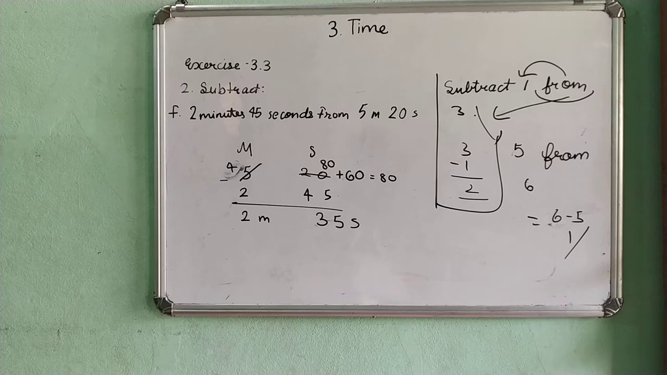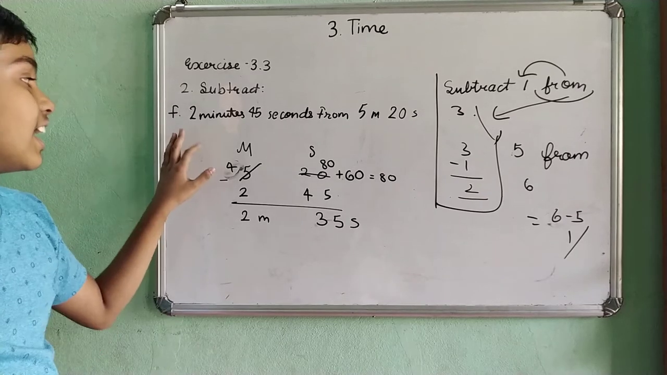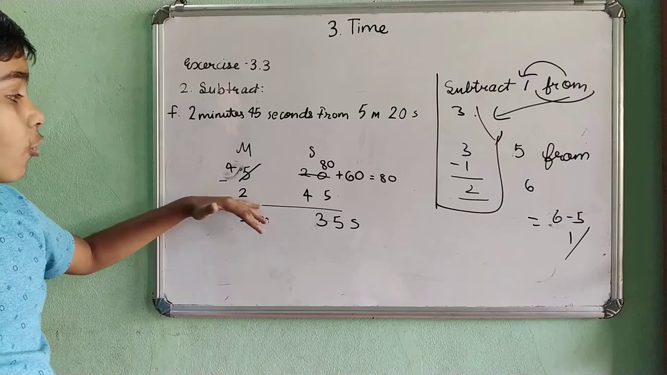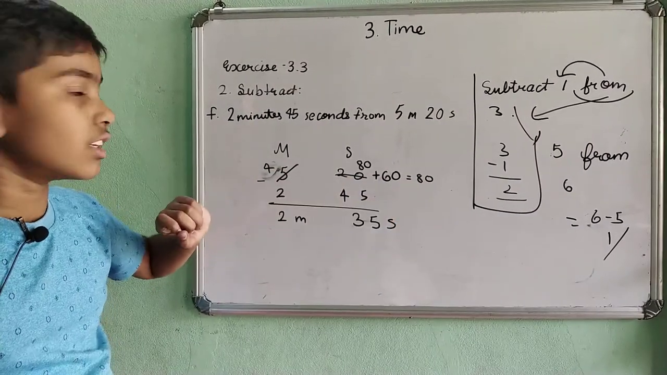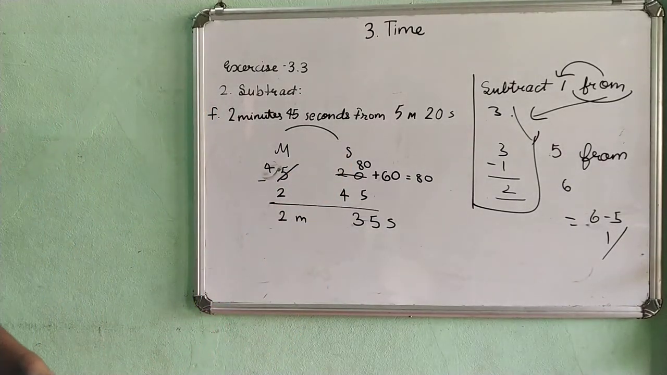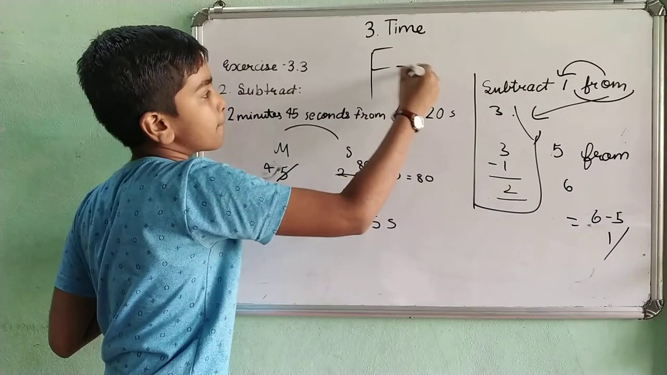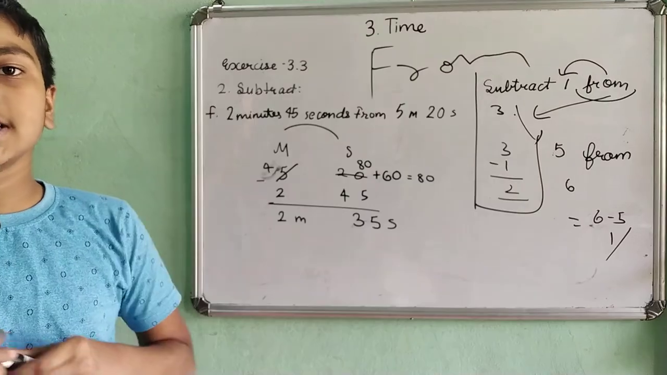Okay, so here I was using 4 instead of this 5, because we added 60, meaning 1 hour is gone here. I know you know this process, the transforming. So that's just the "from" questions, we can say.